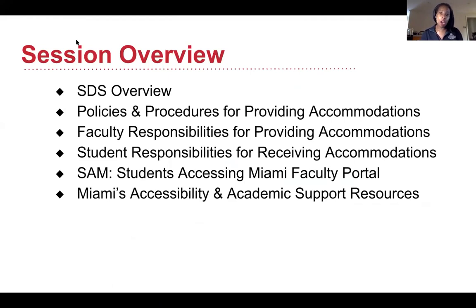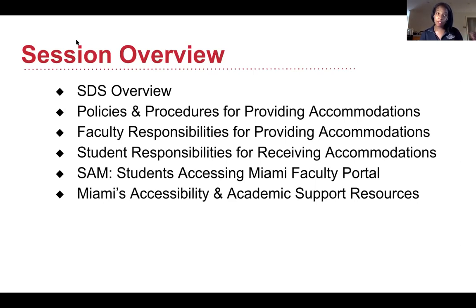I will also talk about ways that you can communicate with faculty that may be supervising your GA and TA positions so that you can make sure that accommodation information is shared with you. And that specifically relates to the bullet that you see a couple down, the SAM, the faculty portal.